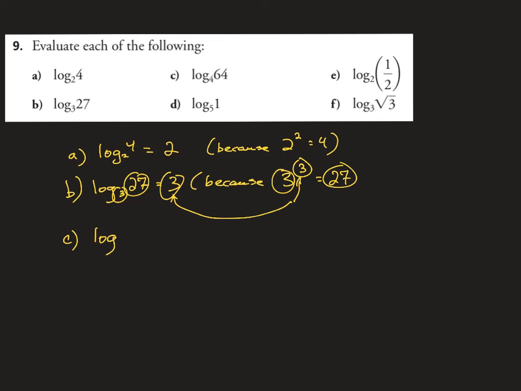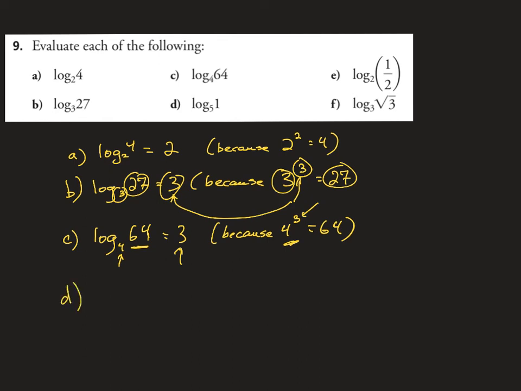Okay, part C. Log base 4 of 64. So basically we're asking 4 to the what gives us 64, and the answer is 3 as well. That's because 4 to the 3 is equal to 64. Therefore this must equal 3. When we're doing the log, we're basically saying, when I have a base 4, what exponent will give me an answer of 64 in the exponential form? Remember, it's an inverse operation.